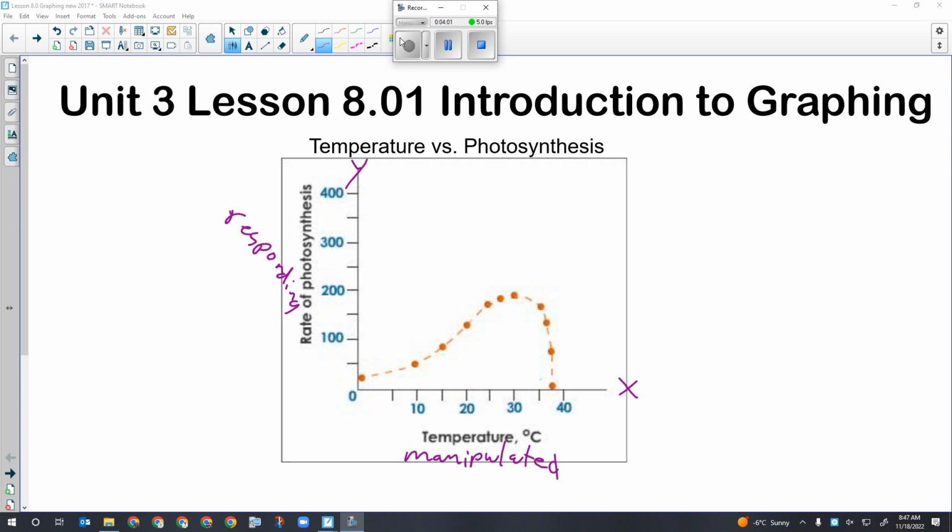Okay? Could I have gotten that data as quickly from 2 rows of numbers? Probably not. Okay? This was quick. I could tell what was going on here. And that's the purpose of the graph. Okay?